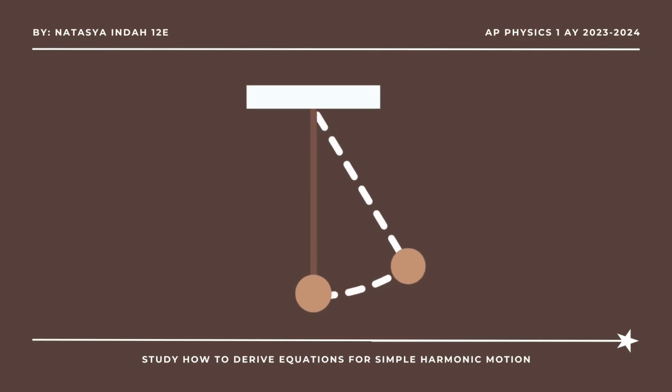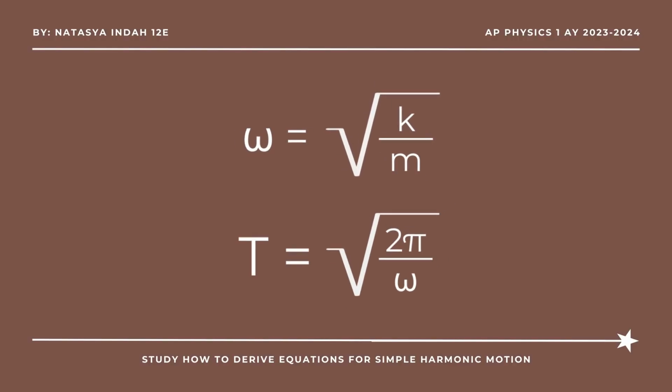Here is an example where the pendulum has a restoring force and a displacement. Specifically, the pendulum's restoring force will be like this, and oppositely, the displacement from equilibrium will be like this. Before we start calculating, there are also several things we should keep in mind: omega is equal to the square root of k divided by m, and T, the period, is equal to 2 pi over omega.